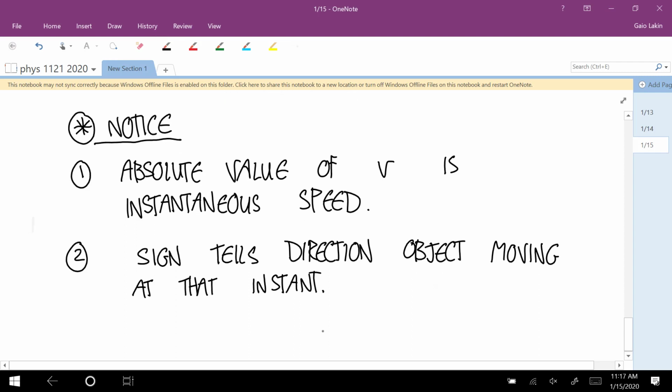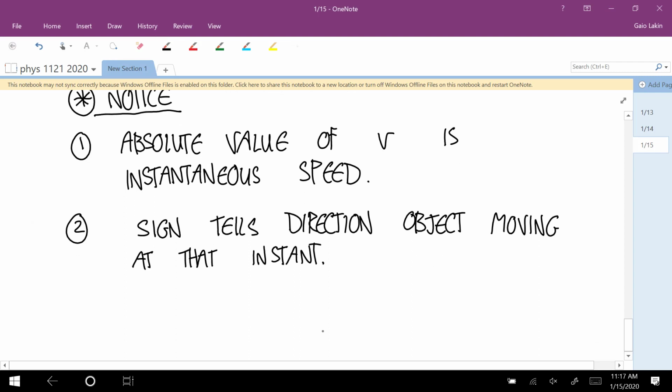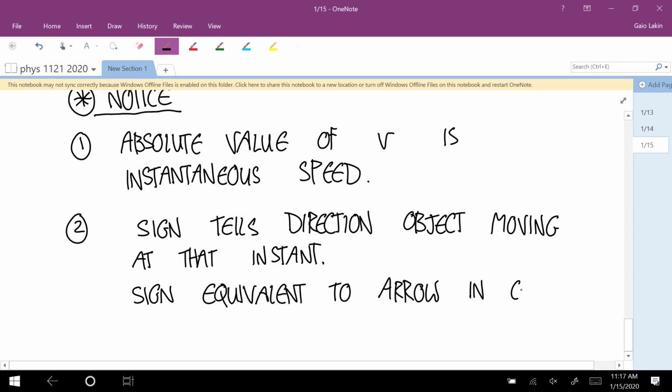And again, just like displacement, that sign is equivalent to an arrow in the object's world.